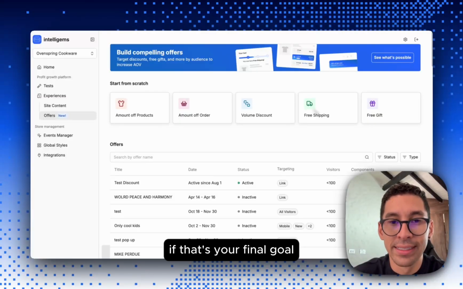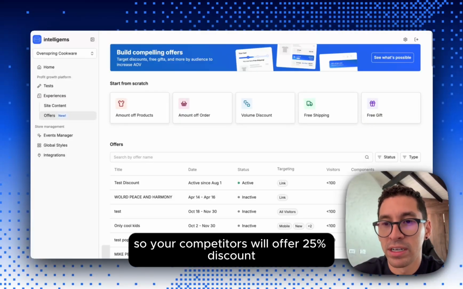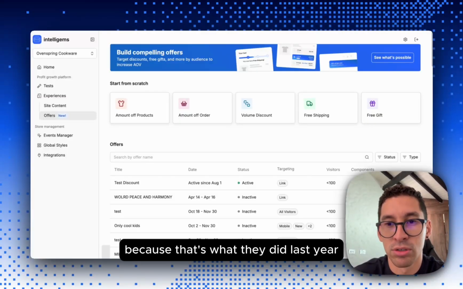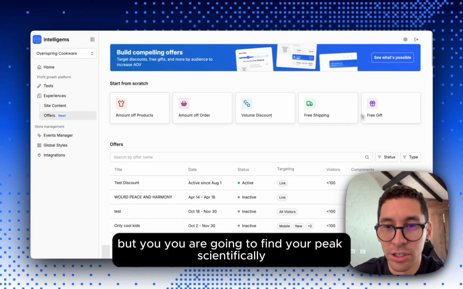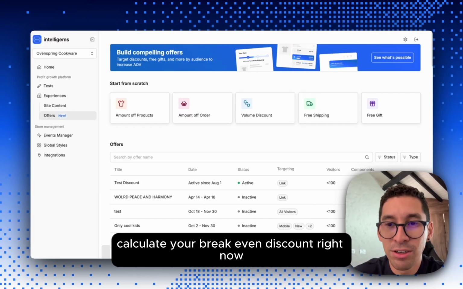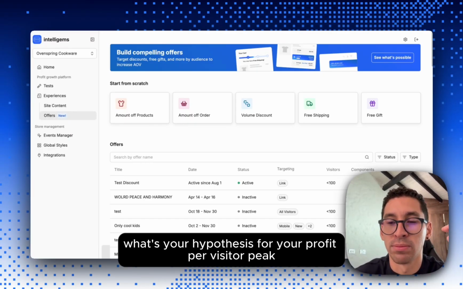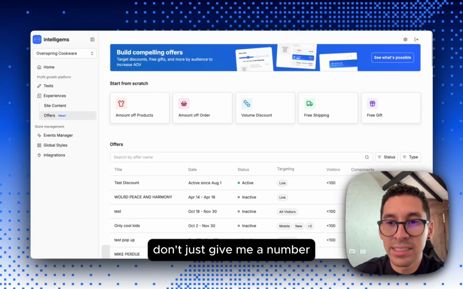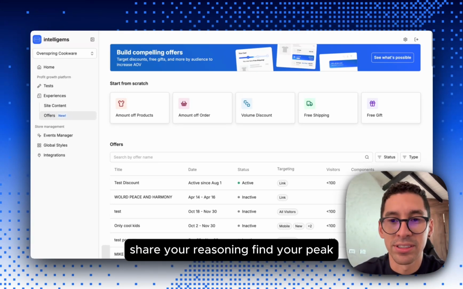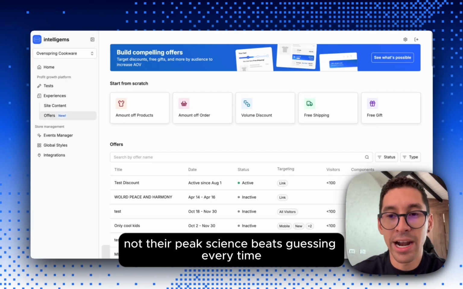So your competitors will offer 25% discount because that's what they did last year. But you are going to find your peak scientifically. The main challenge here: calculate your break-even discount right now. That's your upper bound. What's your hypothesis for your profit per visitor peak? Don't just give me a number. Share your reasoning. Find your peak, not their peak. Science beats guessing every time.